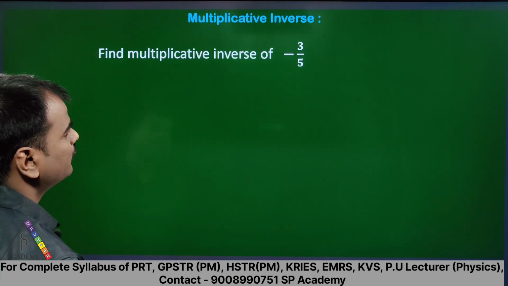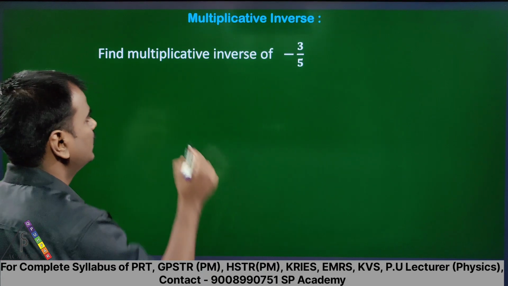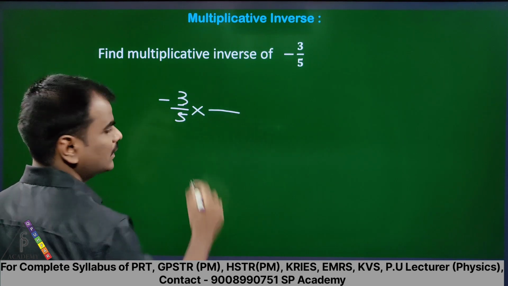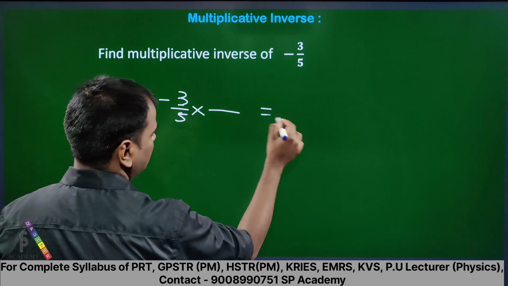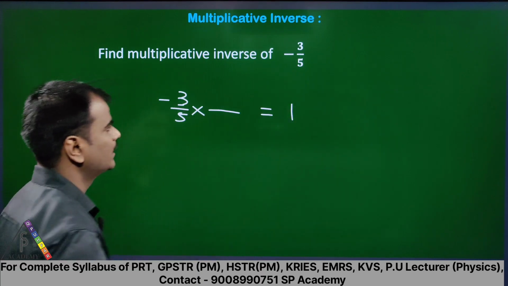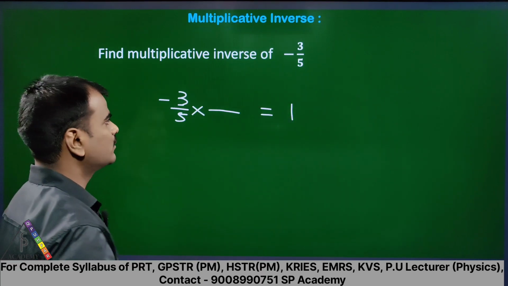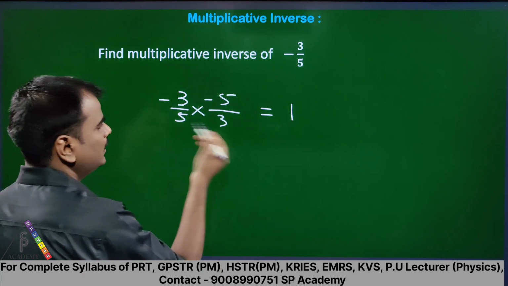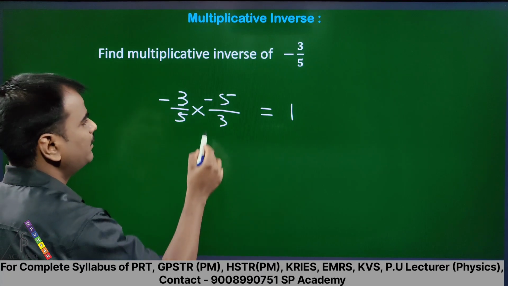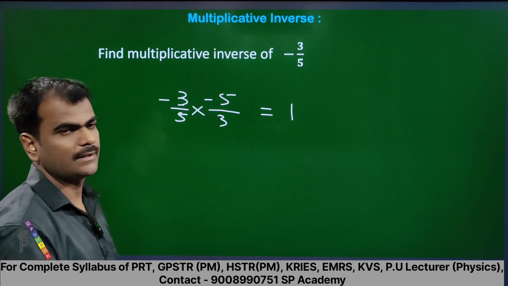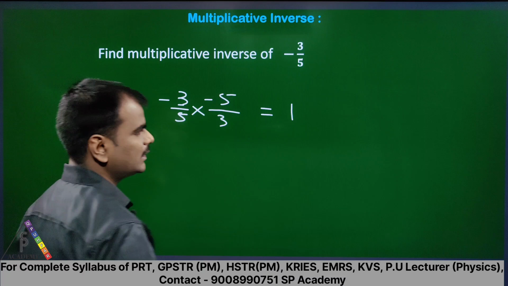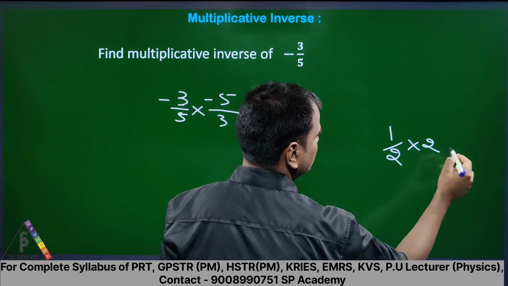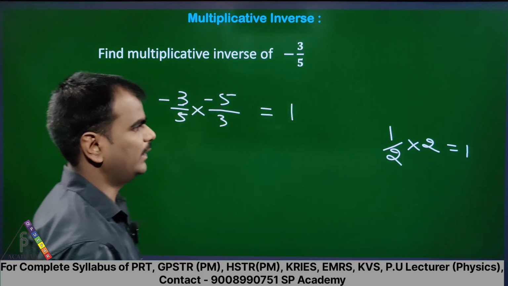Next, multiplicative inverse. Multiplicative inverse means that you multiply minus 3 by 5 with another rational number, and the resultant product should be equal to 1. Therefore what should we multiply by? We multiply by minus 5 by 3. That minus 5 by 3 is the multiplicative inverse of minus 3 by 5. Similarly, the multiplicative inverse of 1 by 2 is 2. Therefore the answer will be 1.